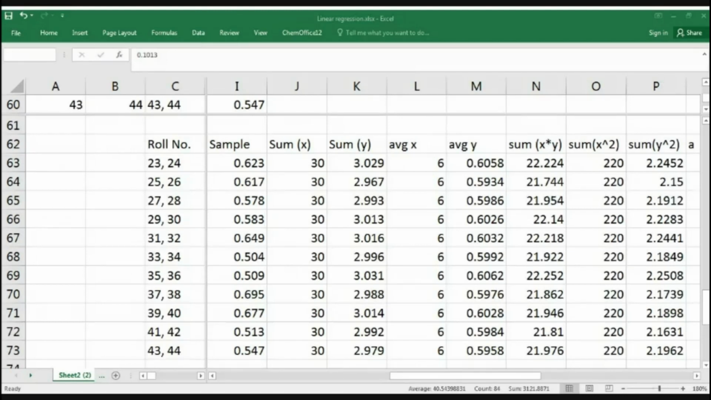Slope cannot be negative. Slope will be positive. Y intercept can be negative. B value can be negative. If you are getting slope का value as negative, that means you have done some mistake, some minor mistake in substitution. Do it again.